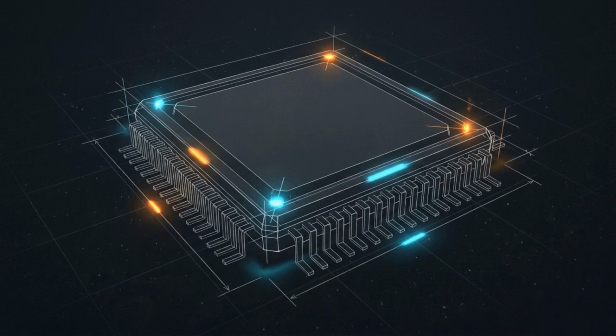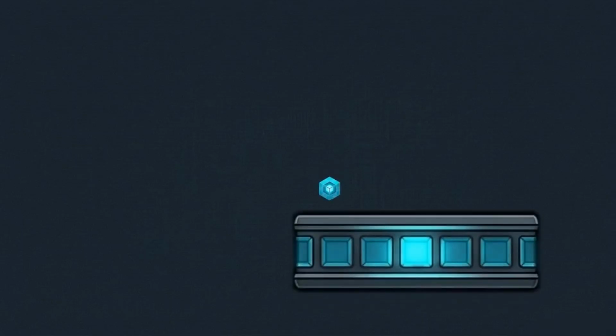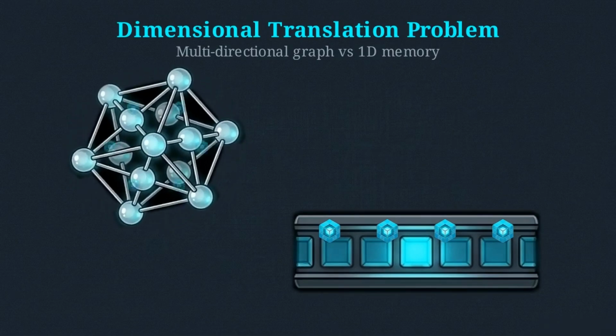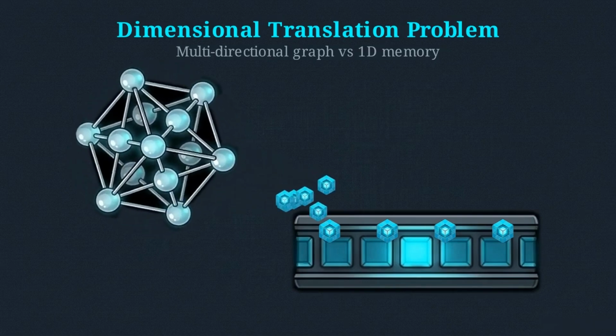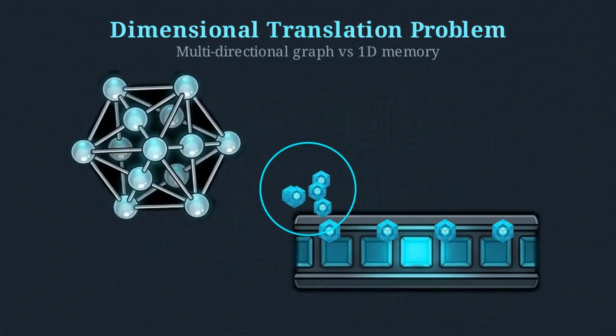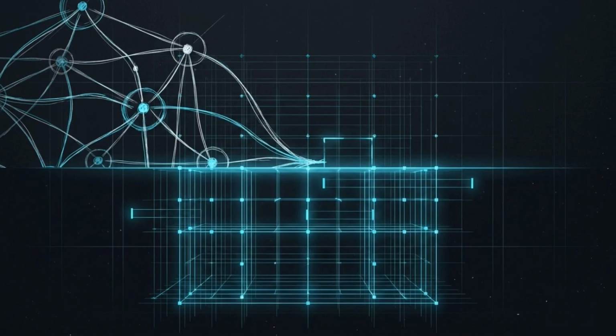Silicon has no such intuition. Computer memory is a strictly addressable linear architecture, a long sequence of cells that must be filled in order. This creates a dimensional translation problem. An engineer must determine how to take abstract, multidirectional connections and map them into the rigid, contiguous space of RAM. The mapping must be absolute. The data structure must store the vertices, the edges, and the exact topology of the network without any data loss.